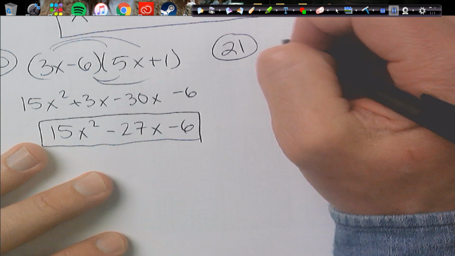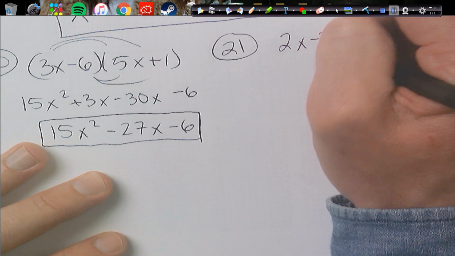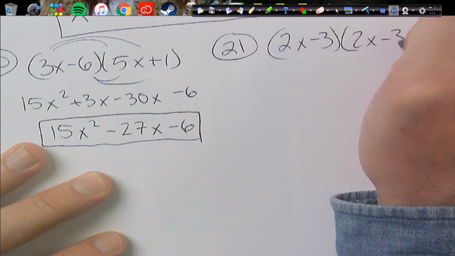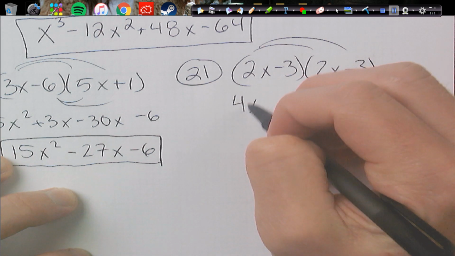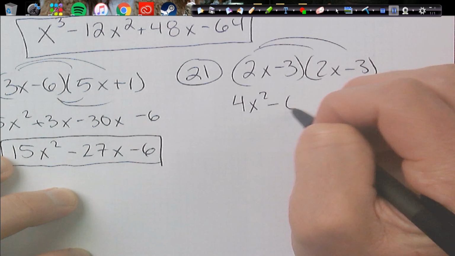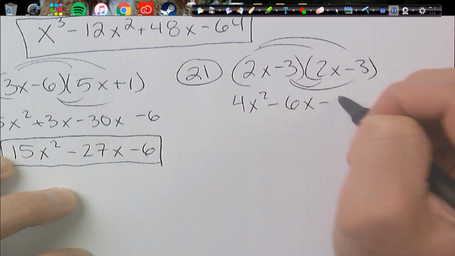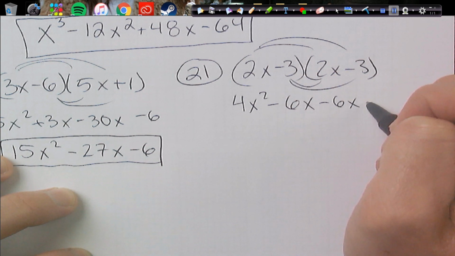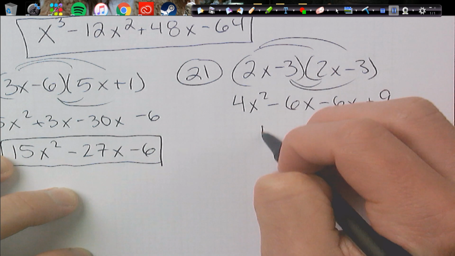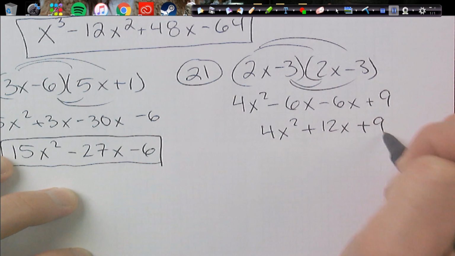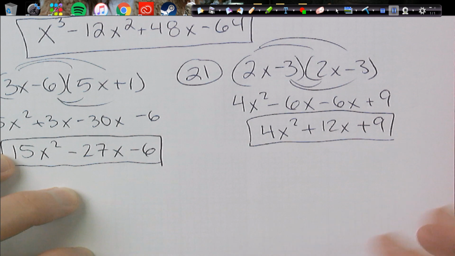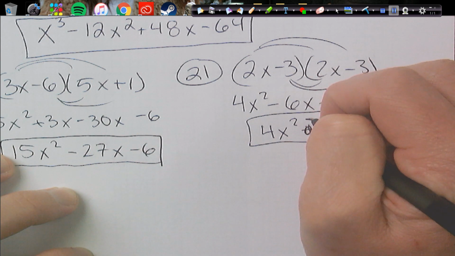21. It's 2x minus 3 squared, so we can actually just write it out twice and do the same thing we just did. That's 4x squared minus 6x minus 6x plus 9. So we get 4x squared plus 12x plus 9. Sorry, that's not plus, that's a negative 12x.